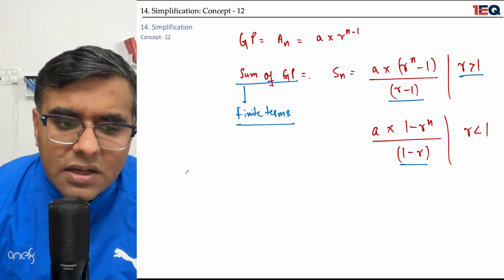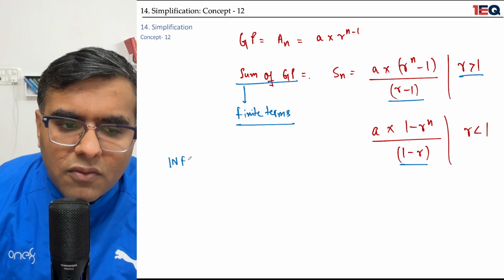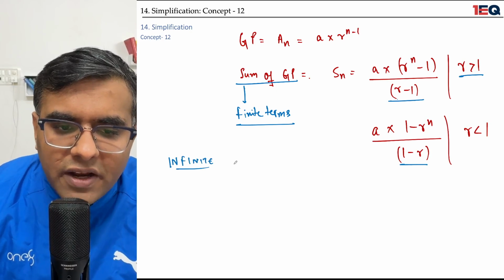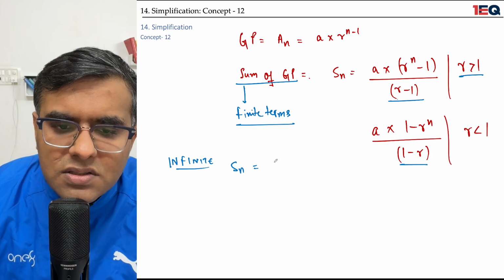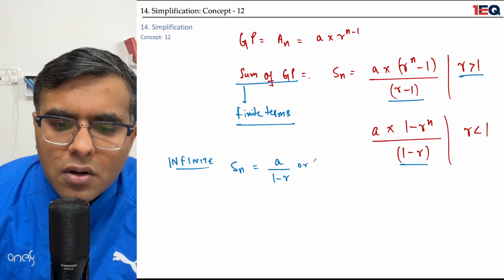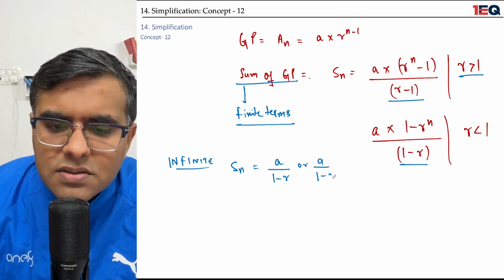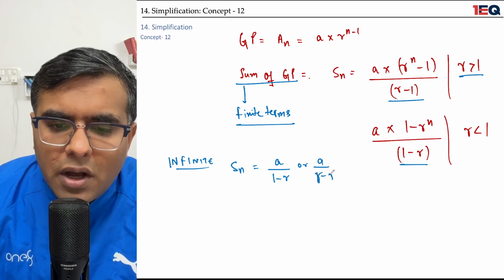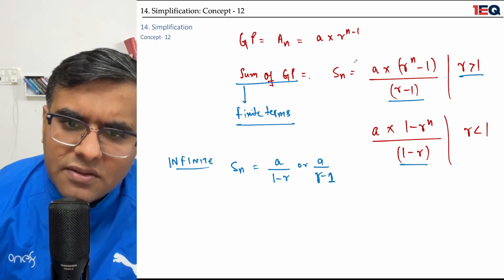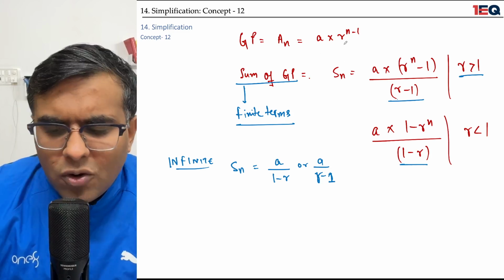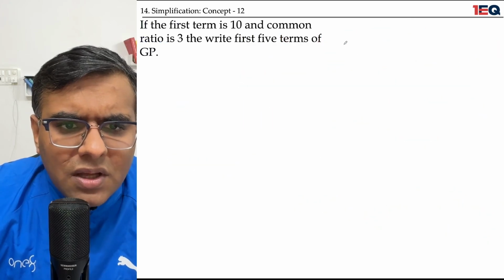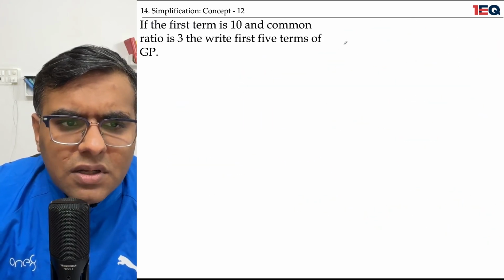There is a possibility that in the examination it might ask you for the sum of GP for infinite terms. For infinite terms, the sum of GP is a divided by 1 minus r. So these are the three formulas which you must remember. I hope I've made myself very clear. Now we'll be solving two questions on AP, and two questions on GP.